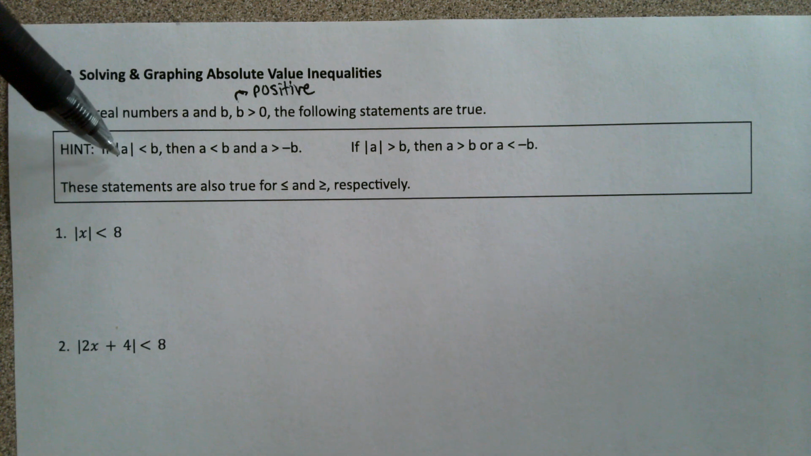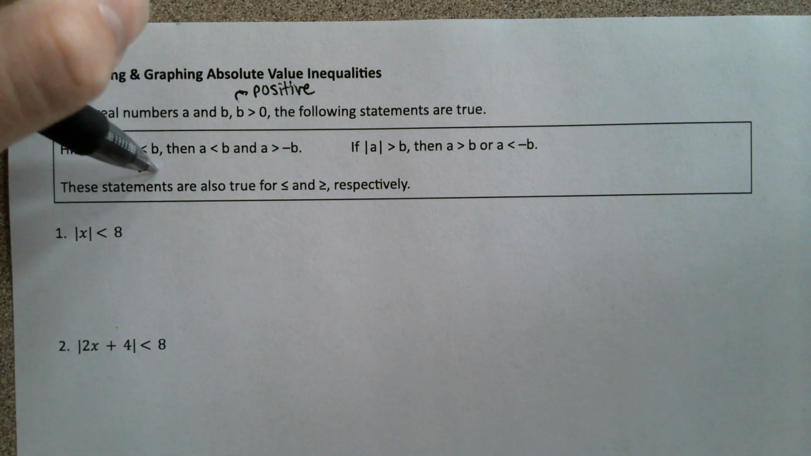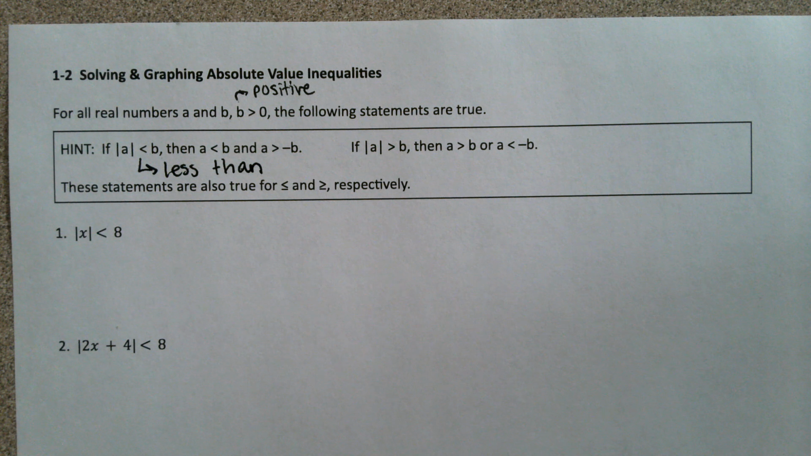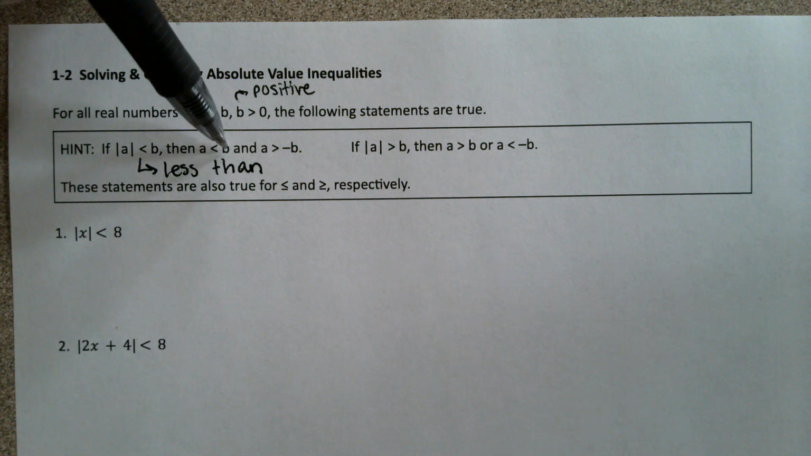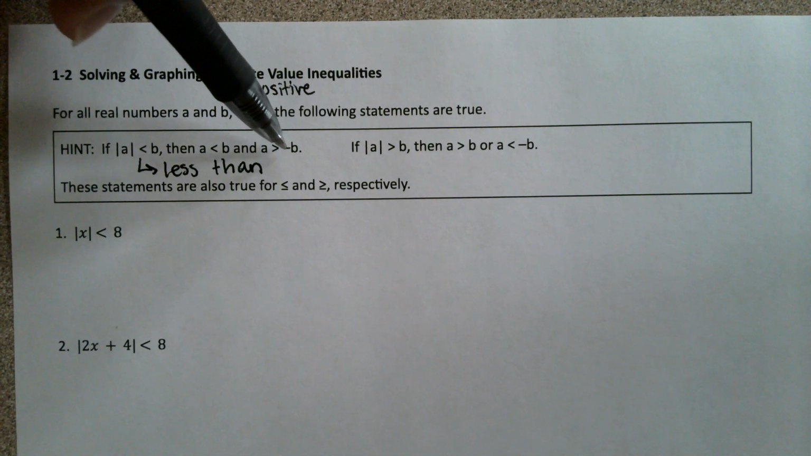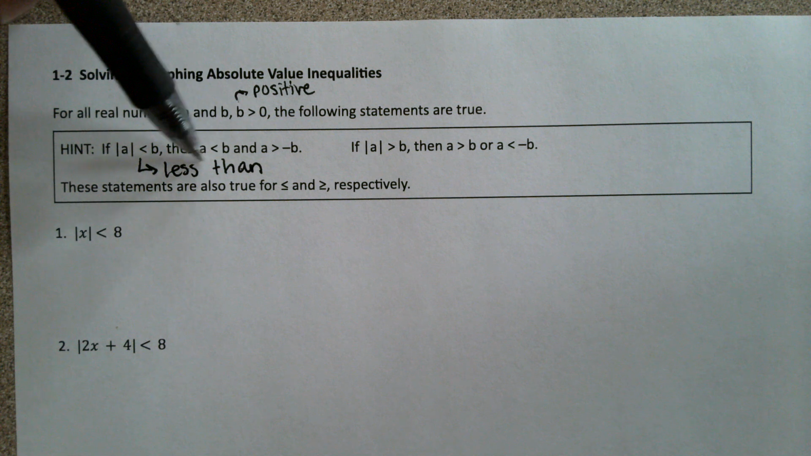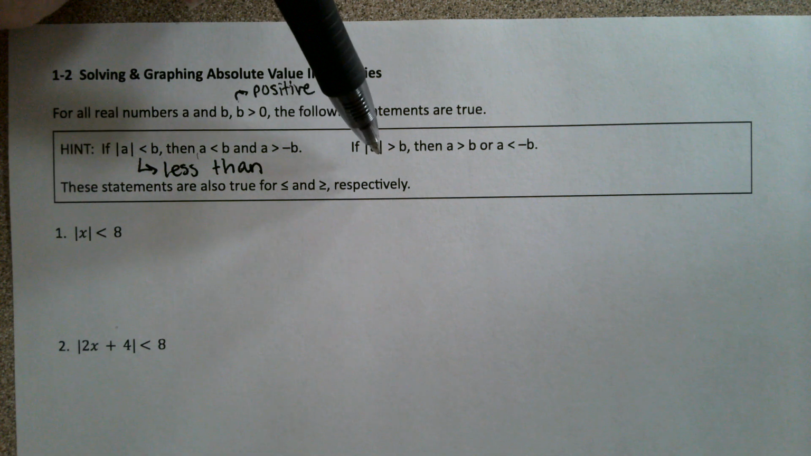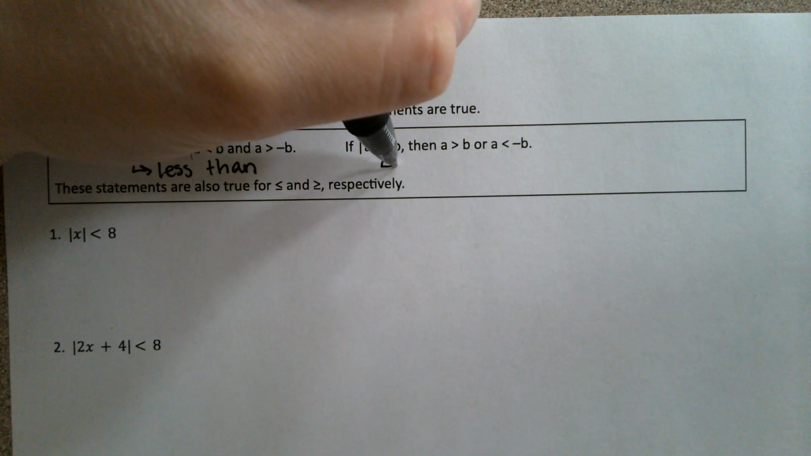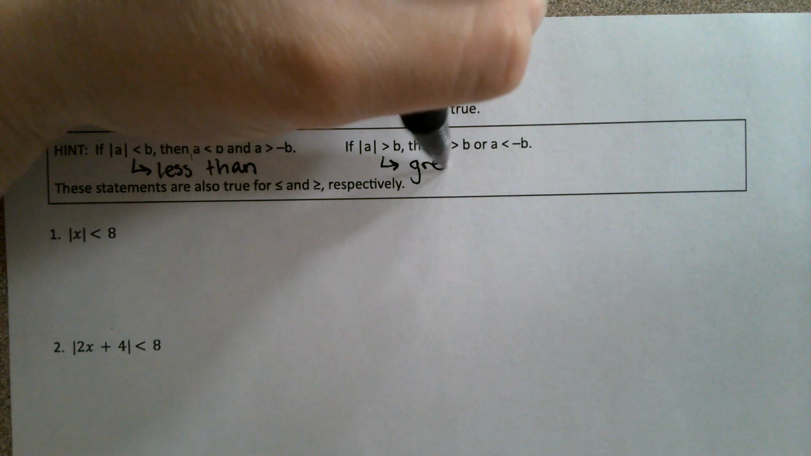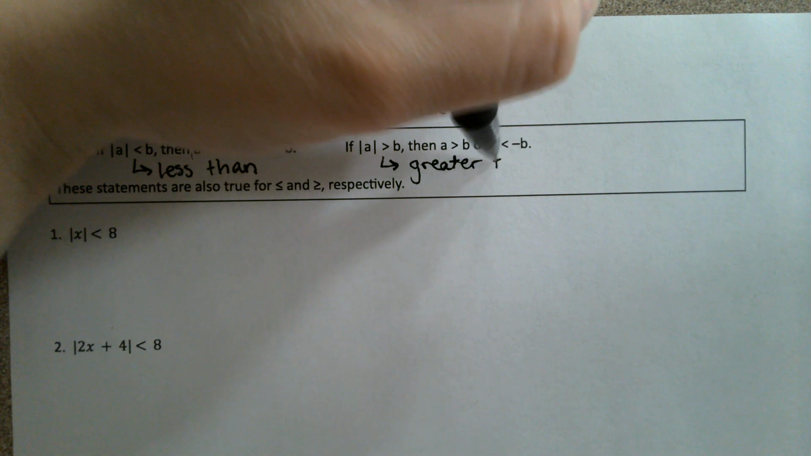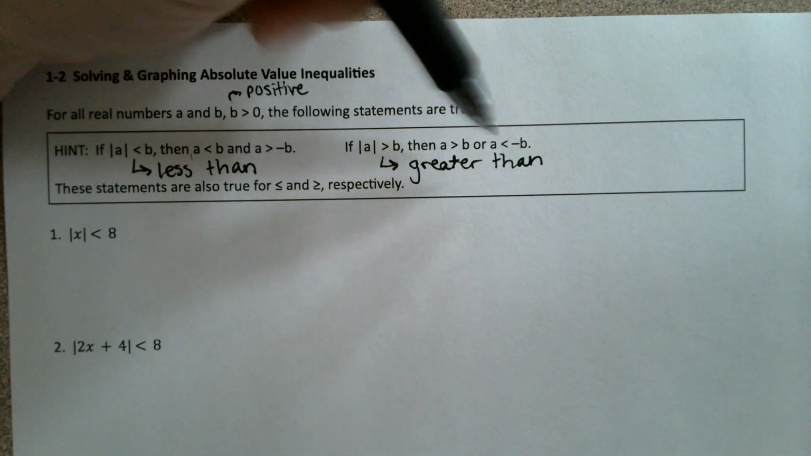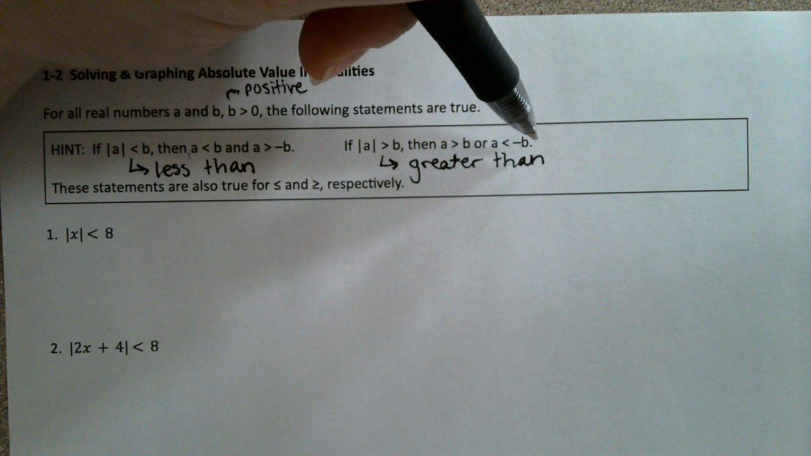If the absolute value of a is, reminder, this is less than b, then a is less than b and a is greater than negative b. So that's what you're going to set up and solve here. If the absolute value of a is greater than b, then a is greater than b or a is less than negative b.